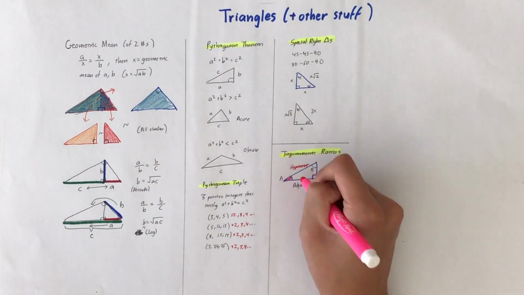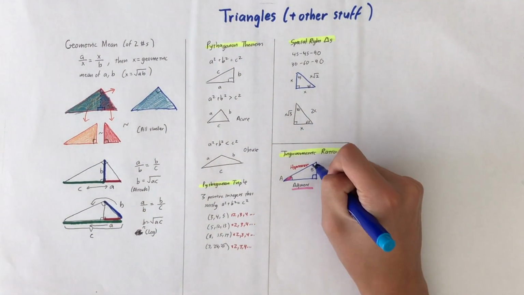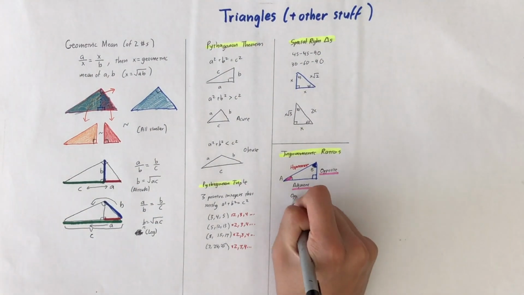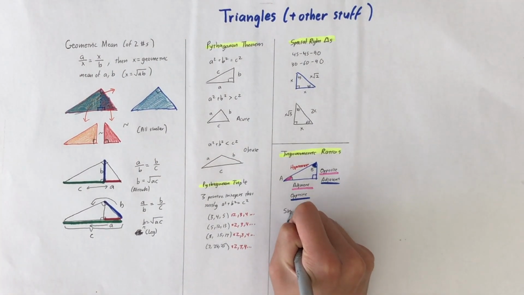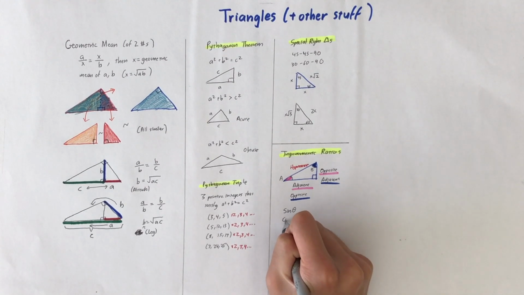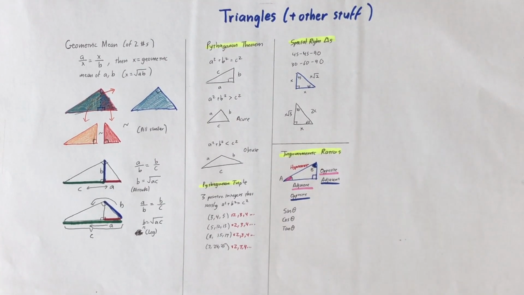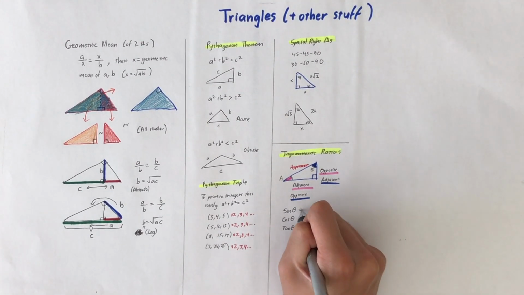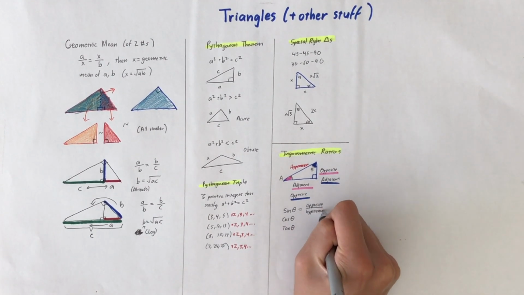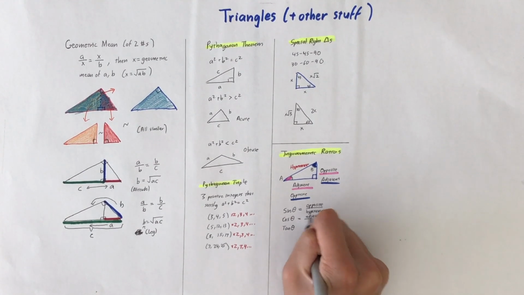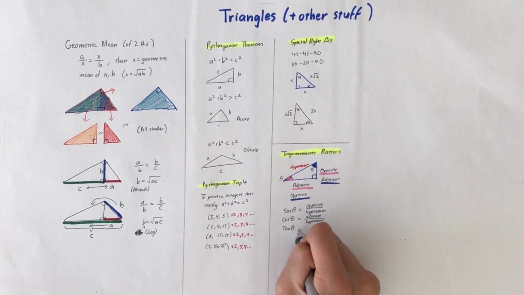But if we picked angle B, then the opposite side would be angle A's adjacent, and its adjacent would be angle A's opposite. So the terms adjacent and opposite change depending on which angle you look at. There are three trigonometric ratios that we learned about: sine, cosine, and tangent, labeled sin, cos, and tan. The sine of an angle in a right triangle is equal to the opposite side over the hypotenuse. The cosine of an angle is equal to the adjacent side over the hypotenuse, and the tangent of an angle is equal to the opposite over adjacent.